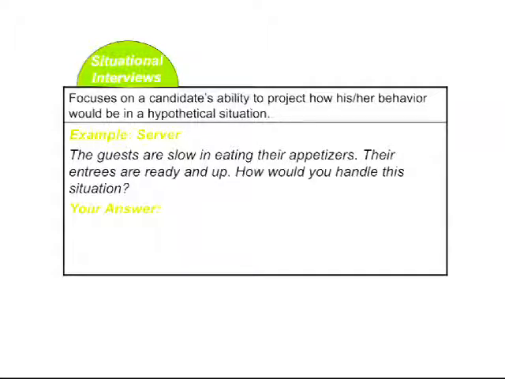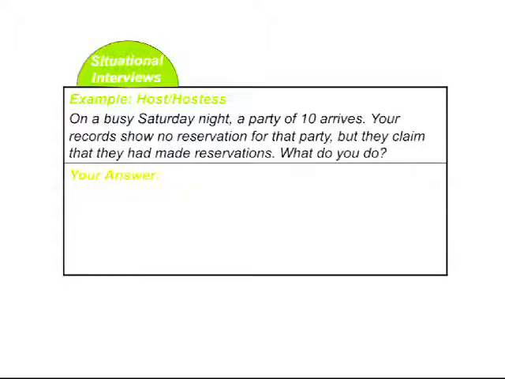Try to answer this question on your own. I could ask questions for a host or hostess, for example. On a busy Saturday night, a party of 10 arrives. Your records show no reservation for the party, but they claim that they had made reservations.